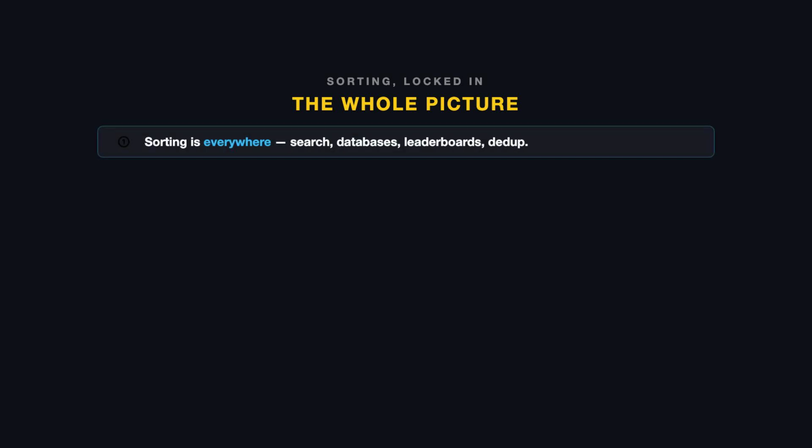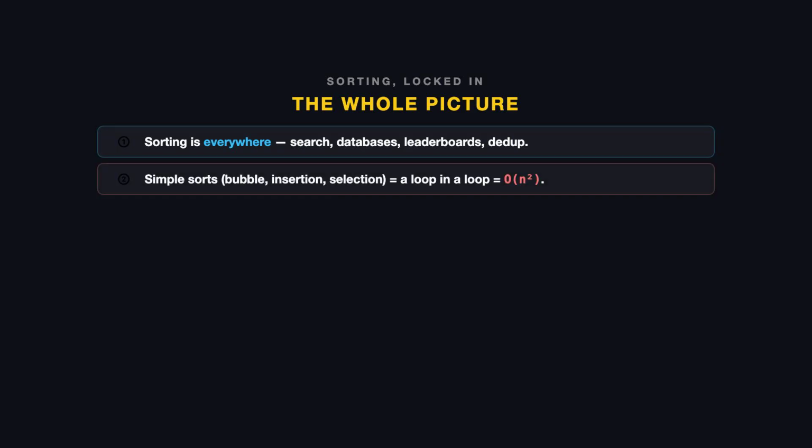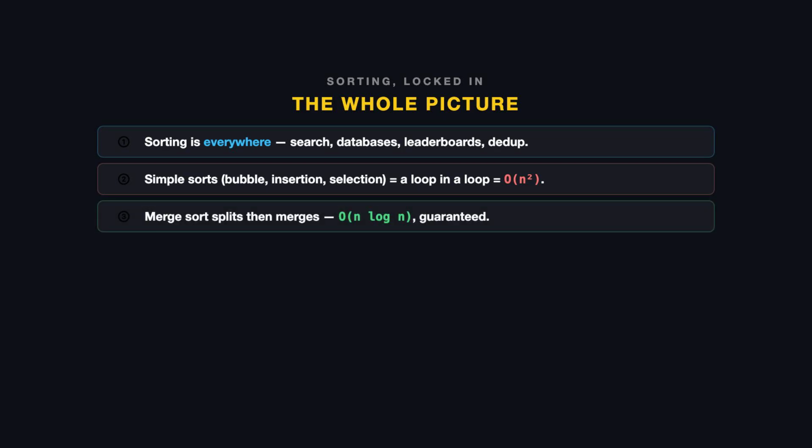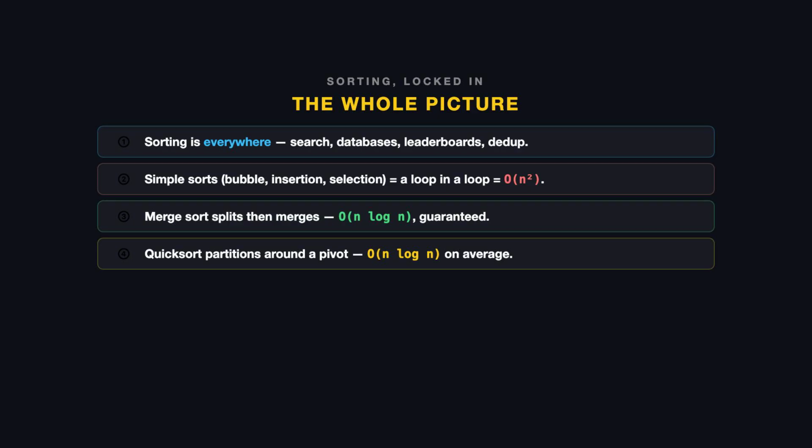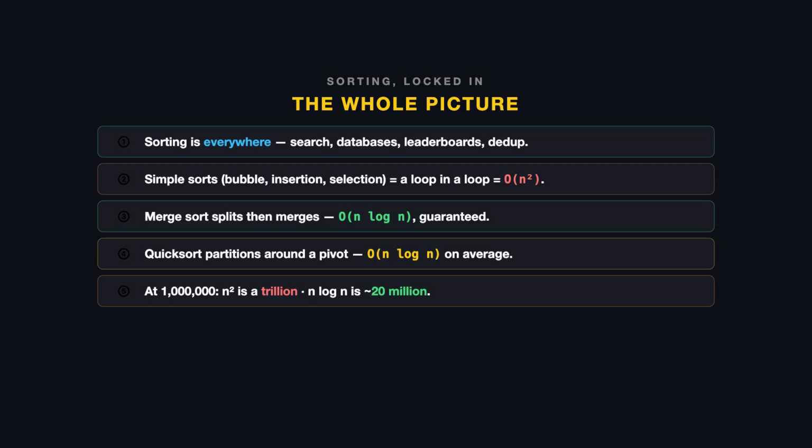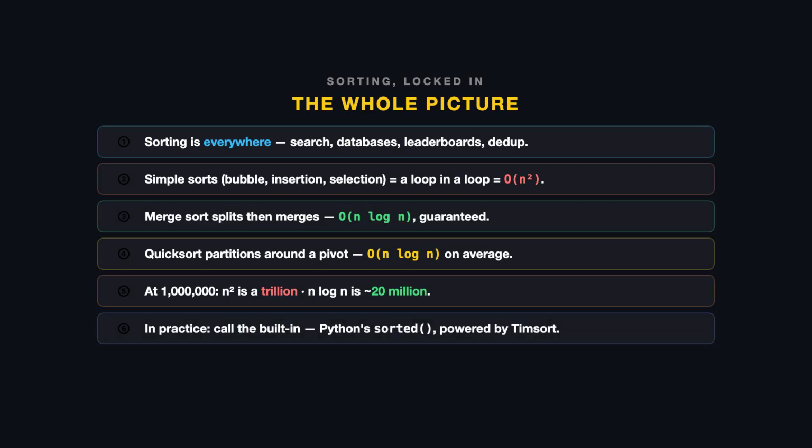Let us lock it in. Sorting is everywhere, search, databases, leaderboards, dedup, so its speed matters more than almost anything. The simple sorts, bubble, insertion, selection, are a loop inside a loop. That is O of n squared. Fine for tiny or nearly sorted data, brutal at scale.